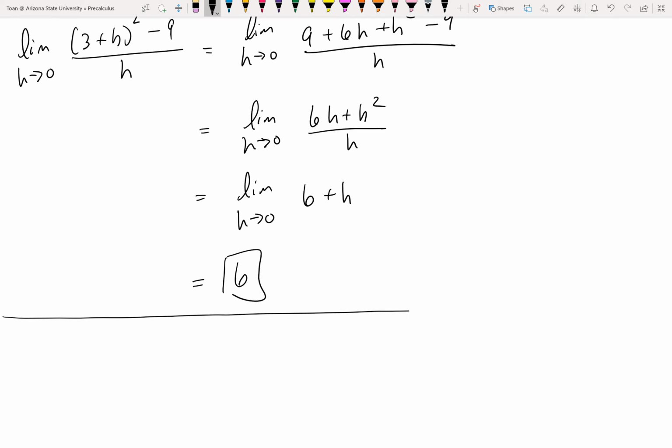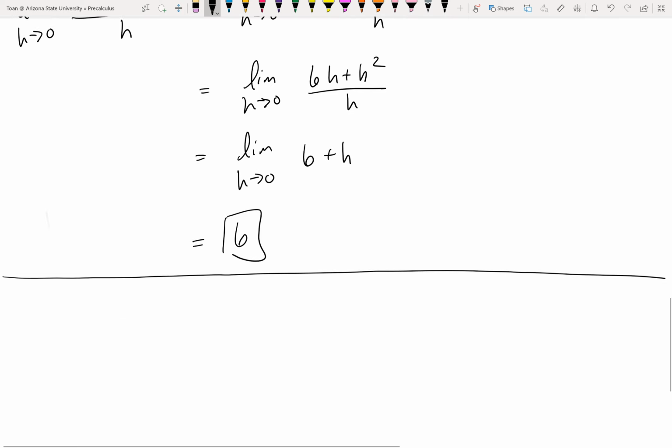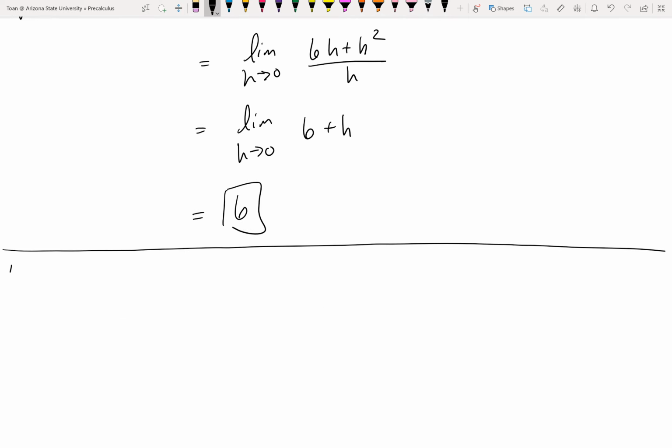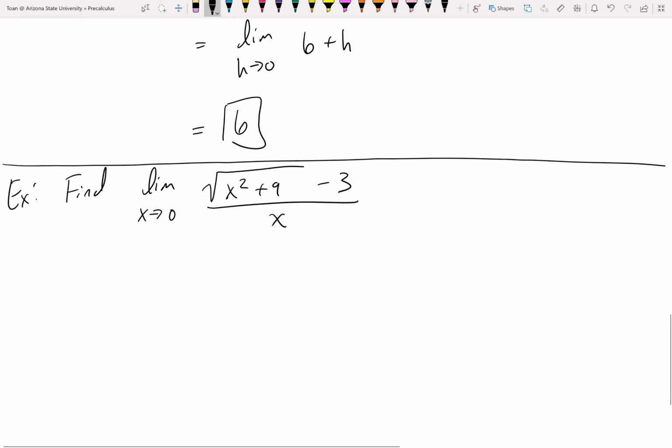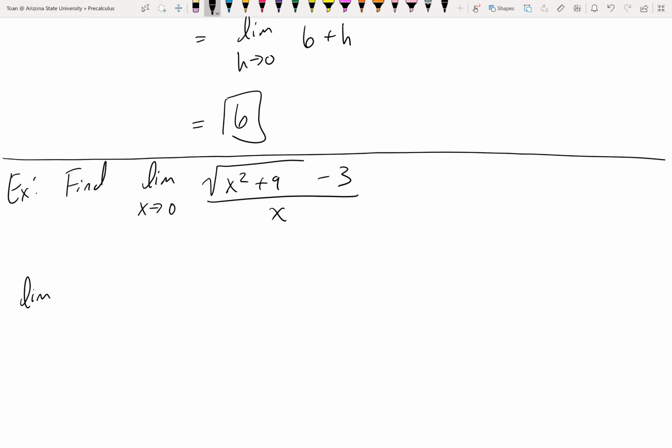Let's do one last example. This is just another trick that you might need. Suppose I ask you to find the limit as, I don't know, x approaches 0 again, of the square root of x squared plus 9 minus 3 all over x. So let's start our work here. It's sort of like a proof. Plus 9 minus 3 all over x.